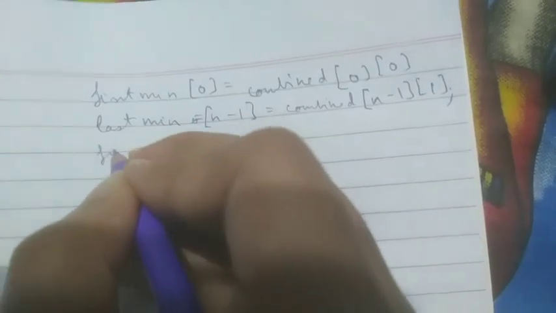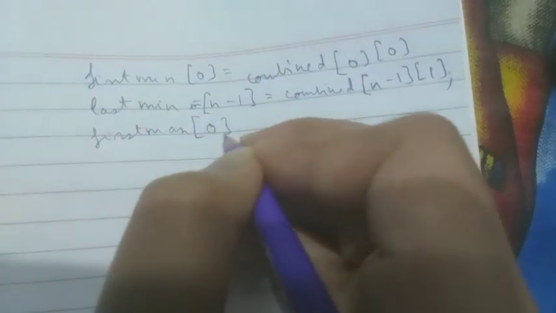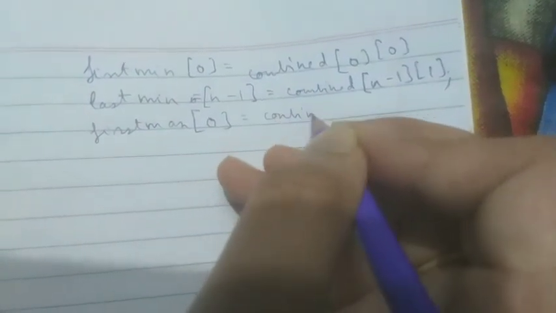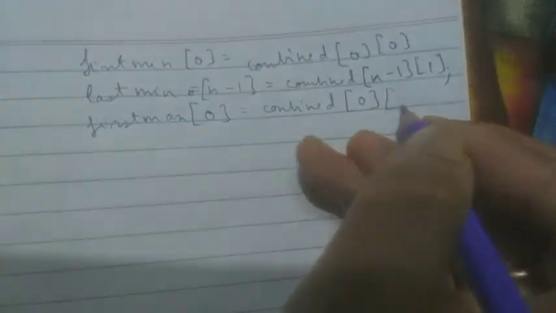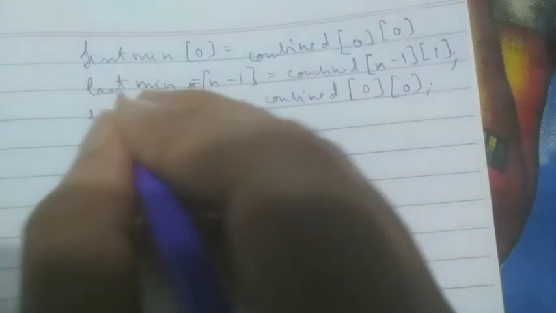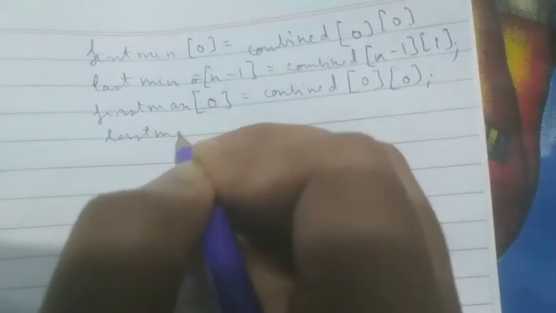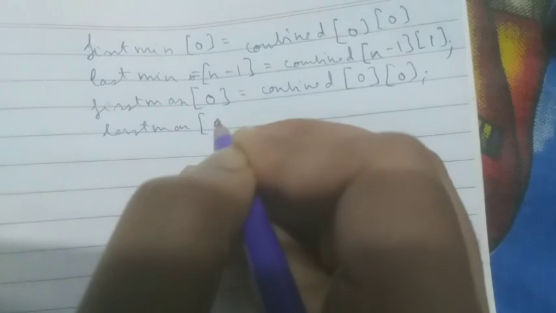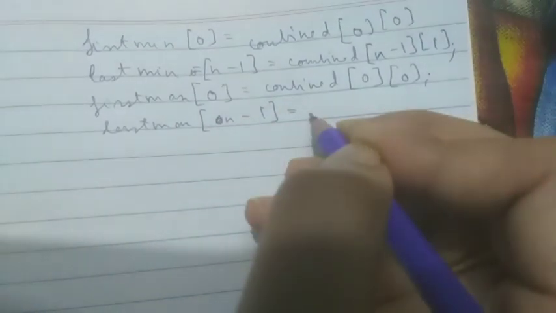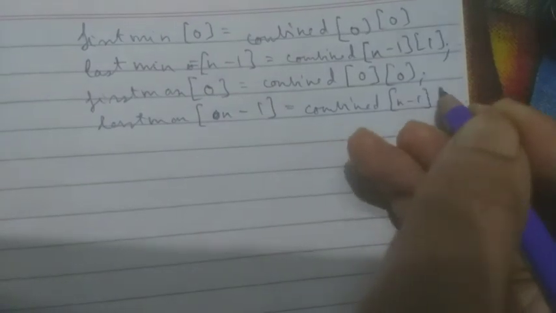And then first max of 0 is equal to combined 0 0. That is the first elements. We are going to give the first elements, and for last we are going to give the last element, and for last max of n minus 1 it would be combined n minus 1 1.